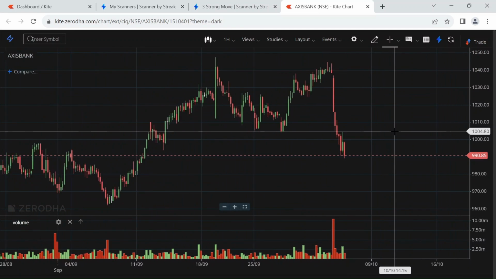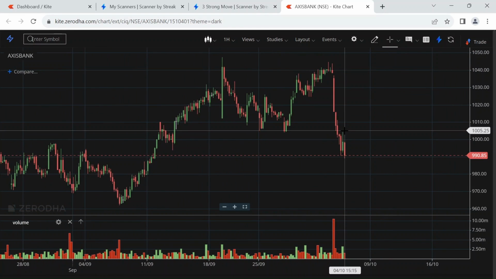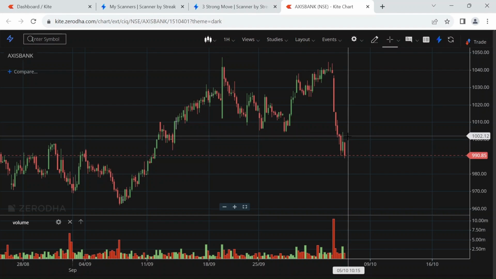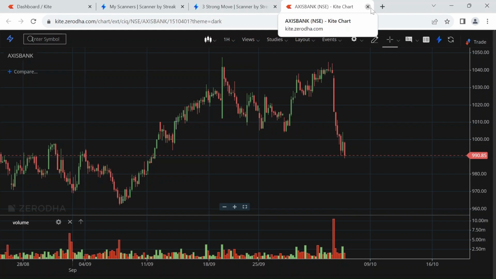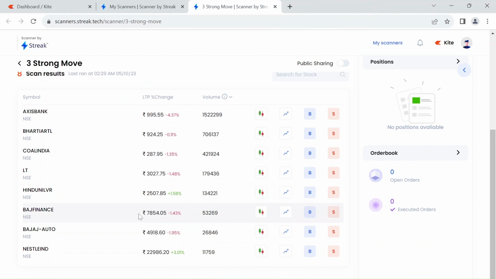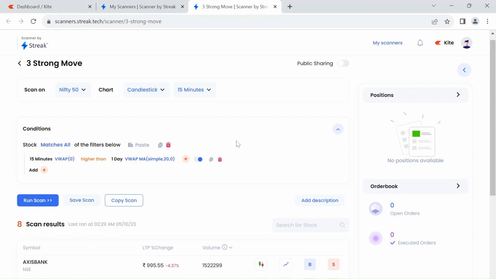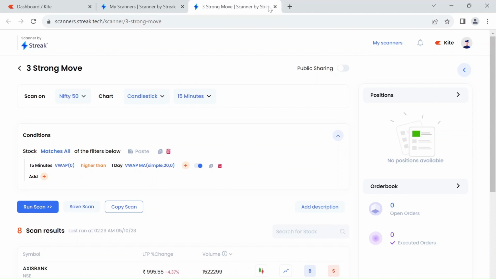So I'll go to the chart, and it seems like it actually broke some kind of support here, and maybe you can look for retesting, and maybe you can make some trading here if you find the opportunity. Likewise, you can check the remaining list of stocks as well.